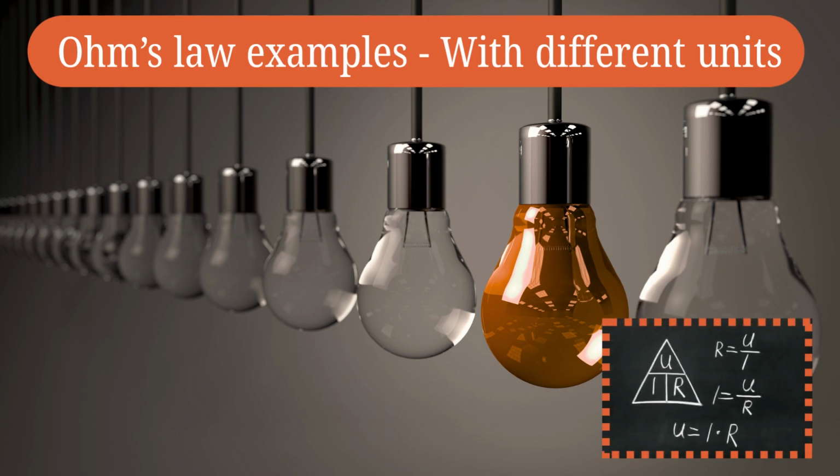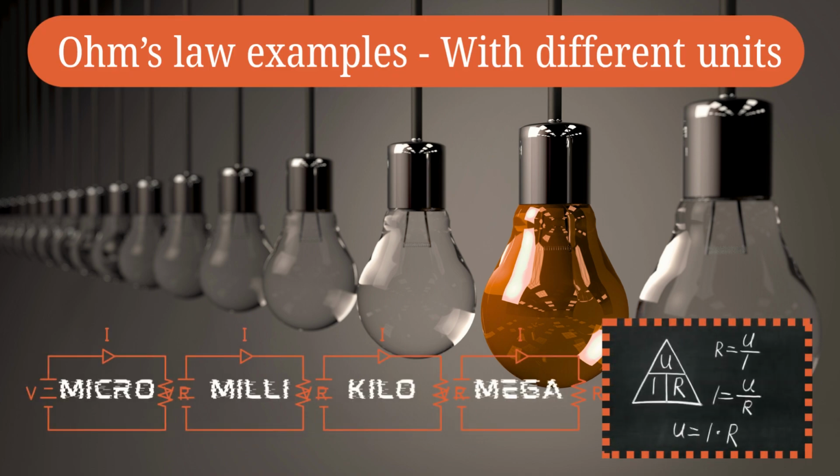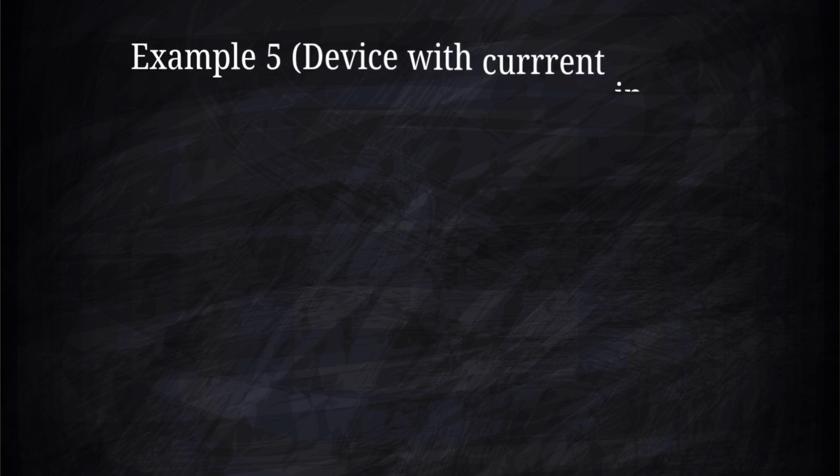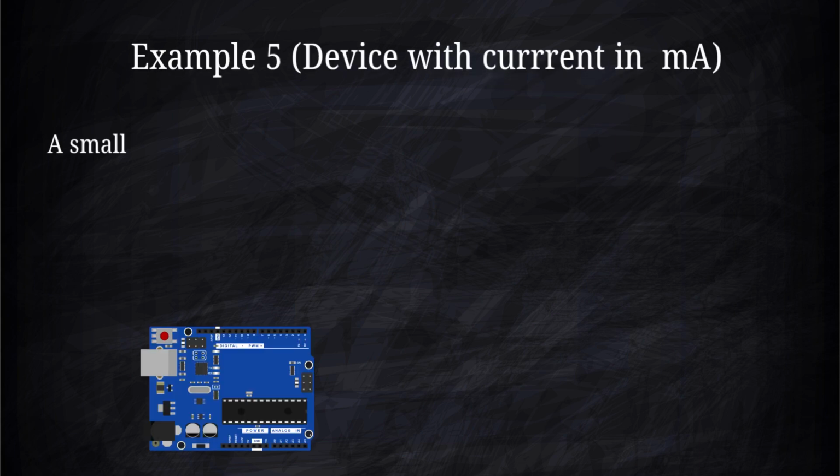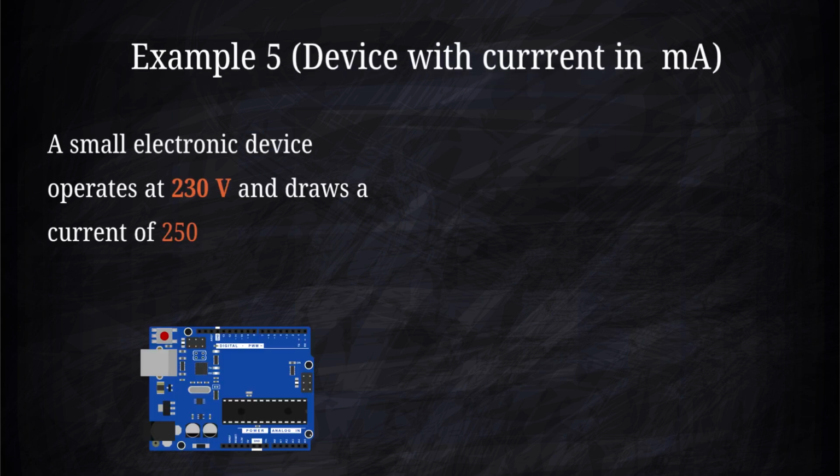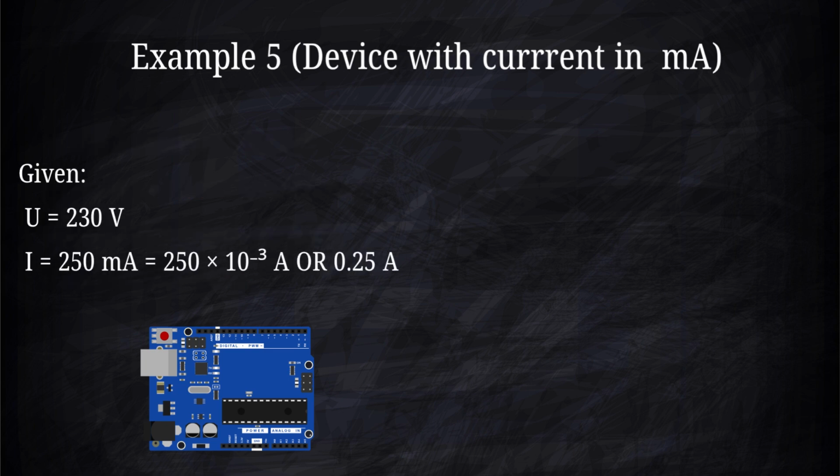In the next three examples, we'll revisit Ohm's law, this time working with different units. Example 5, device with milliamps. A small electronic device operates at 230 volts and draws a current of 250 milliamperes. Find the resistance, R, in ohms. Given the voltage is 230 volts and the current is 250 milliamps, which is equal to 250 times 10 to the power of minus 3 amps, or 0.25 amps.